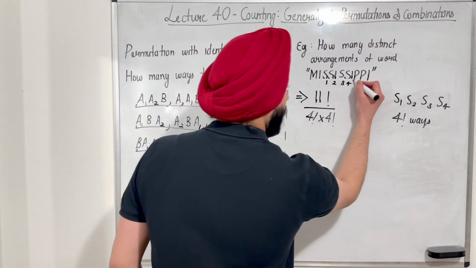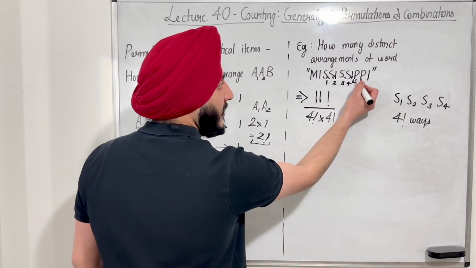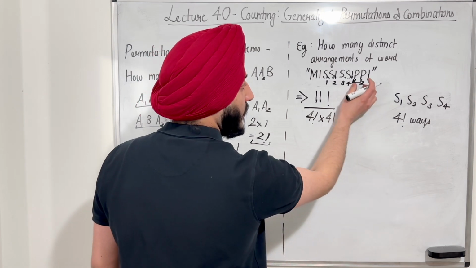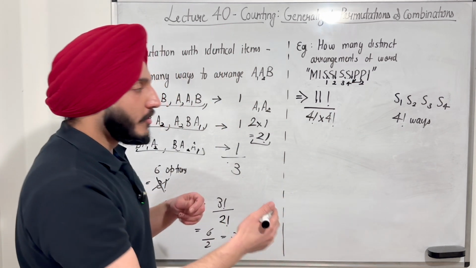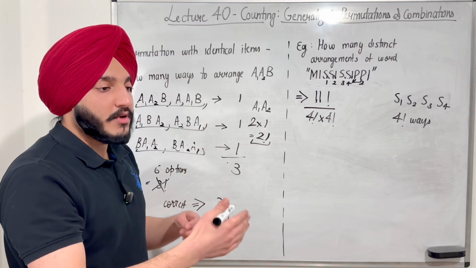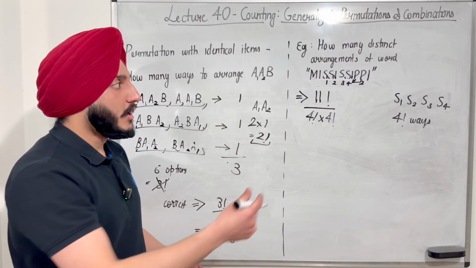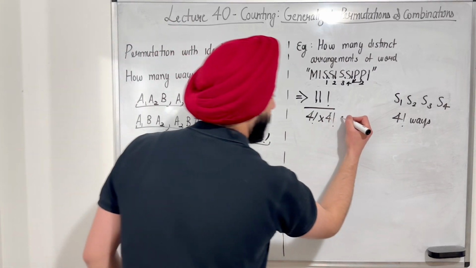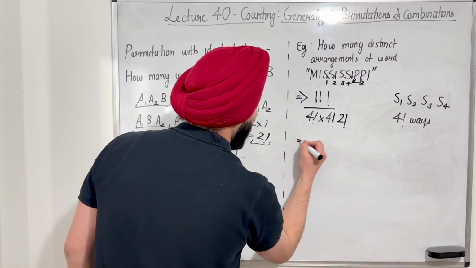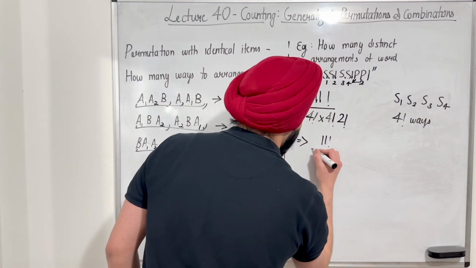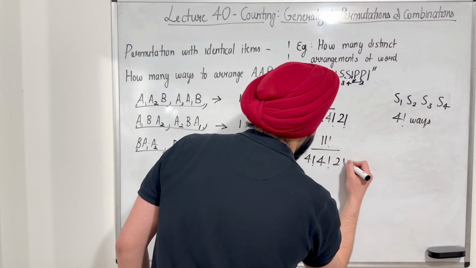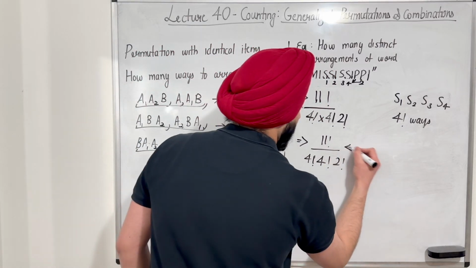Now, same thing we need to do for P as well. We have two P's in our case, which is P1 and P2. That means we must have overcounted the number of ways we are arranging the P. We have counted P1, P2, and P2, P1 appearing multiple times, so we need to divide this by 2 factorial as well. So, my final answer would be 11 factorial divided by 4 factorial, 4 factorial, multiplied by 2 factorial. And this is the answer.